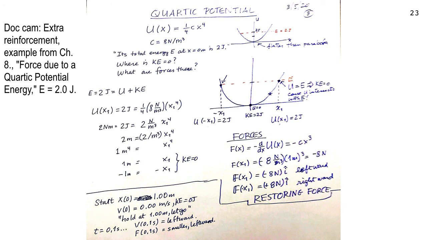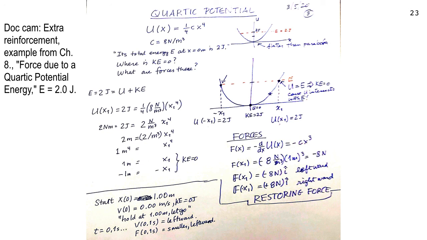So let me make a bigger picture here. That's a nice quartic. So let's say that this is 2 joules. Here's my red energy. I'm just making a bigger picture. So there's total energy E. And at this point right here, U is equal to E. All right, they intersect. And what that means is that, therefore, KE is equal to zero there.